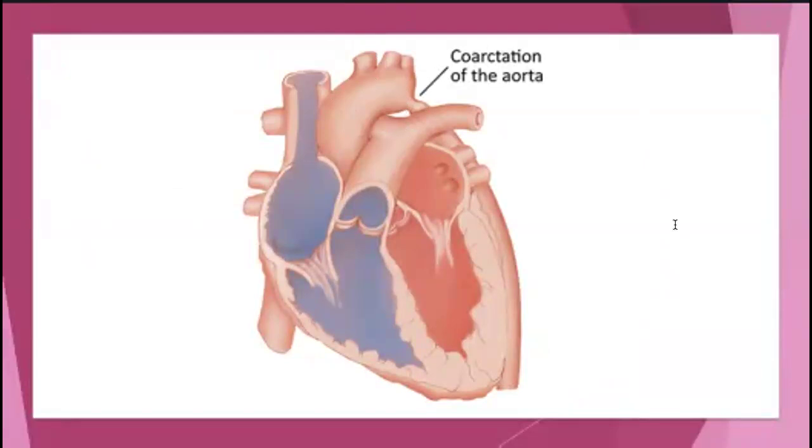So the narrowing or obstruction increases the afterload to the left ventricle. Blood supply is decreased to the abdominal organs and the lower periphery. Left ventricular pressure increases. Aortic pressure is high, proximal. So we'll have bounding pulses in our upper body.